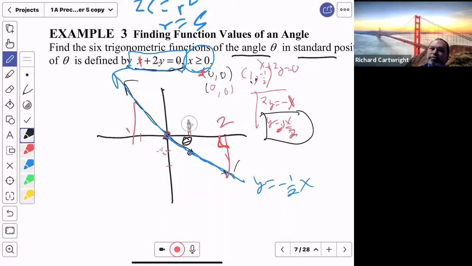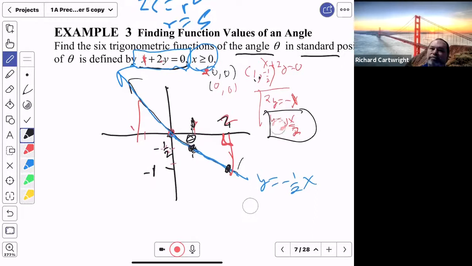If I choose to use the 1, I'm here. If I choose to use the 2, I'm here. What would it be with a 2? If I plug a 2 in for the x, 2y equals negative x, that'd be a negative 1. If I chose this one, I'm at a negative half. But it doesn't really matter. I'll prove it to you in a minute.